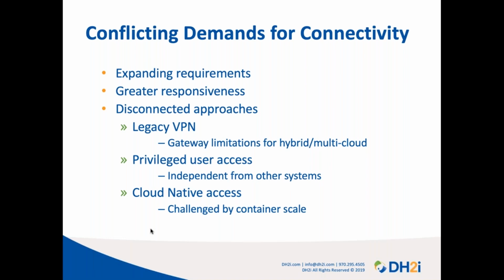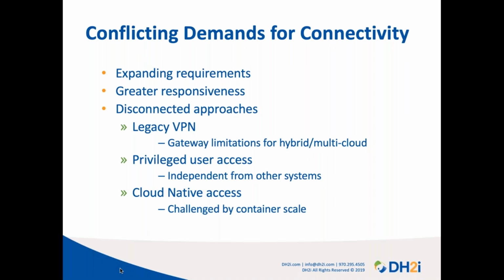For example, we've got the legacy VPN, which carries a variety of limitations when you're looking to do hybrid cloud, multi-cloud, multi-site. This issue of privileged user access is oftentimes independent from various other systems, and can be a challenge to manage as well. And then you've also got this need for cloud native access. Scaling containers, various microservices, these cloud native apps are also adding to this issue here. And all of these demands can be really in conflict with one another.